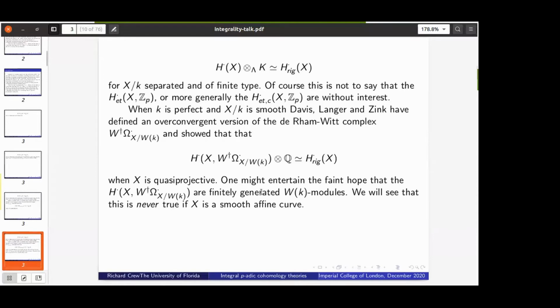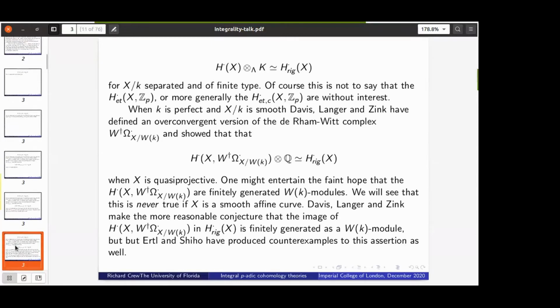You might entertain the very faint hope that these are finitely generated W(k)-modules. We will see actually that this is never true if X is a smooth affine curve. Davis, Langer, and Zink make the more reasonable conjecture that the image of the hypercohomology of overconvergent de Rham-Witt in rigid cohomology is finitely generated as a W(k)-module. But Ertl and Shiho, unfortunately, have produced counterexamples to this assertion as well. In fact, curves. Yeah, so it's that bad.